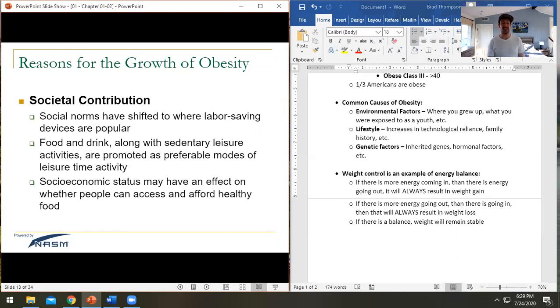We also see societal contributions. We've definitely seen social norms switch to technological reliance being more popular. It is not as popular to go do something very active anymore when you can simply do something at home. It's even dating. We're living in the age of swiping for dates nowadays.